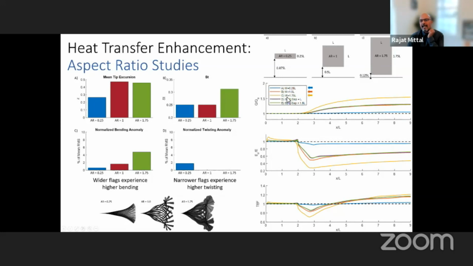Although the bigger the flag, you see this yellow curve is the biggest flag, the widest flag. The wider the flag, the more heat transfer that we can get. So depending on your application, you can choose the size of the flag to either give you a lot of heat transfer at a higher energy cost, or you can go with a smaller flag that gives you modest heat transfer increase, but also at a modest energy cost.